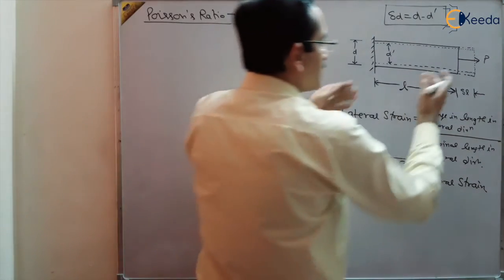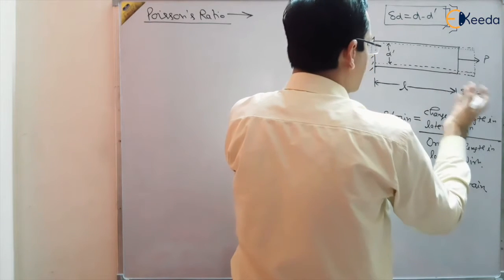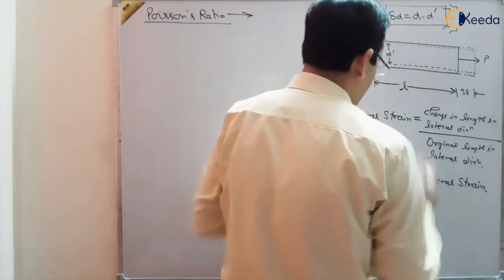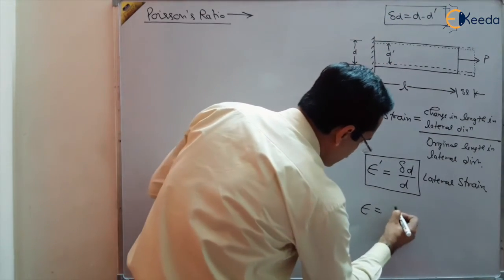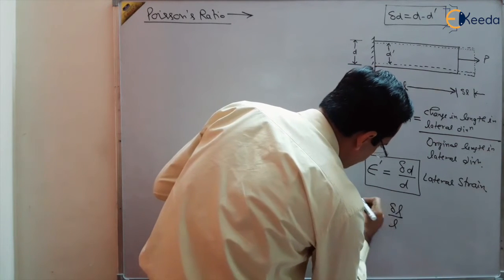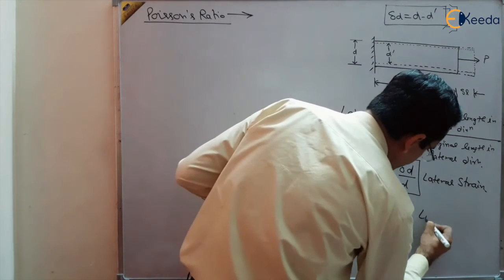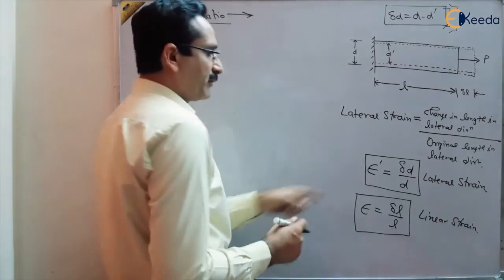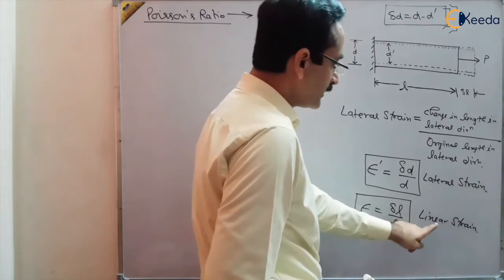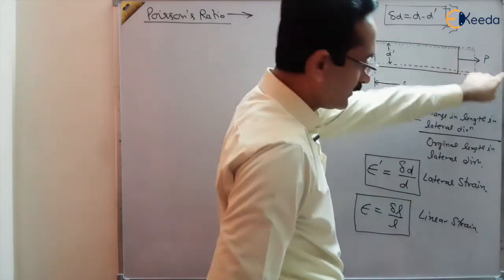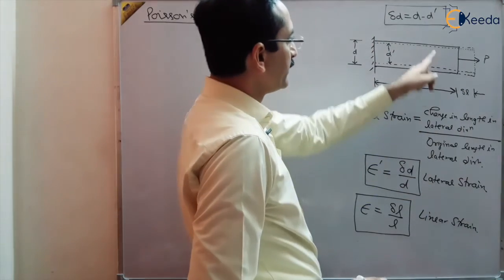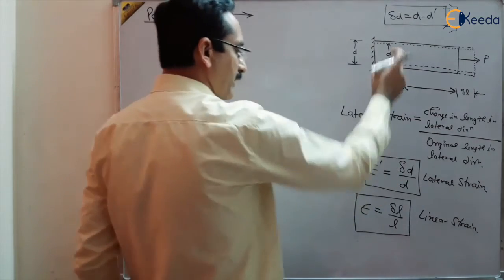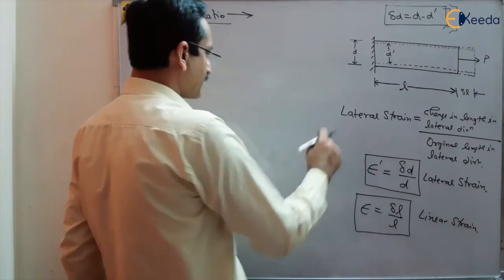And what is linear strain? Linear strain, as usual, that is the change in length upon original length. So this is the linear or longitudinal strain. So we have lateral strain and we have linear strain. Linear strain is in the direction in which the force is applied, and lateral strain is perpendicular to the direction of the force applied. So lateral direction and linear direction. So we have obtained two strains.